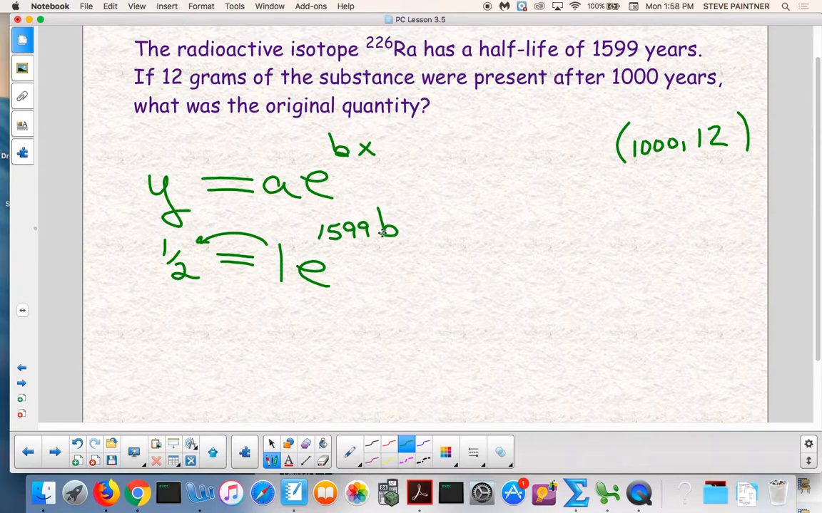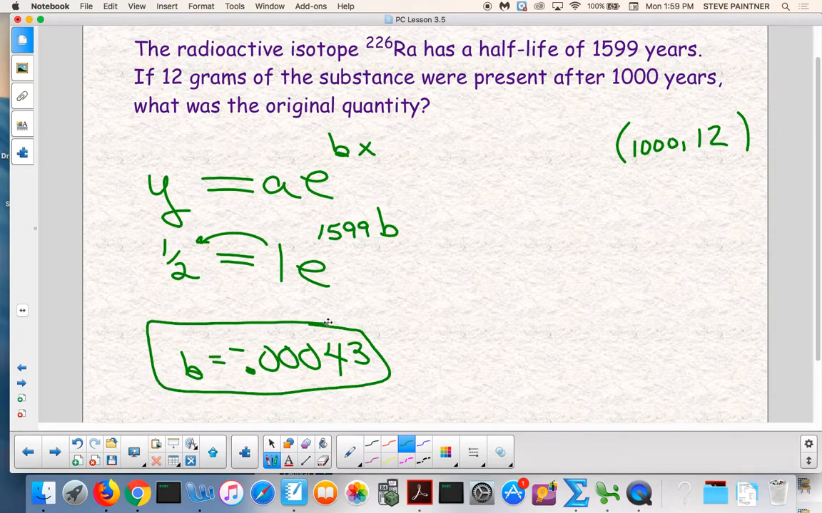Okay. Did anybody do that? Yes, and what'd you get? Negative 4.334 times 10 to the negative what? 4th. Negative 4.334 times 10 to the negative 4th. Oh, so back it up. So it's negative 0.0004, right? Then 334. Okay, I'll just put a 3 here. So there's your B value.